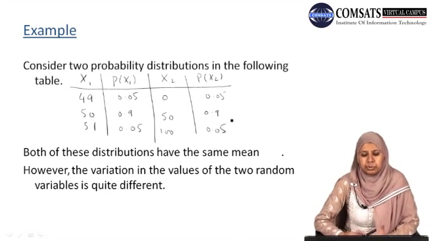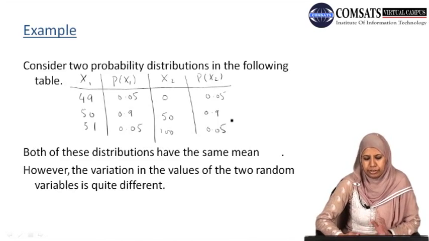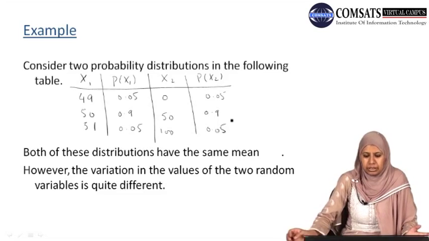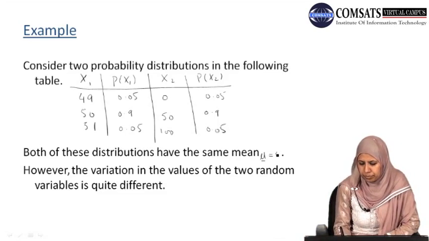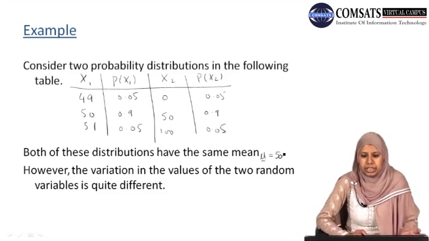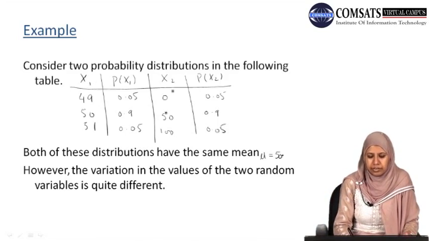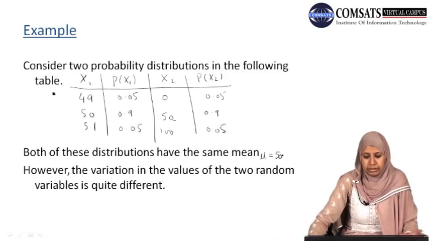So we have two probability distributions for two random variables x1 and x2, and if we look at these values of our random variables, both of these distributions have the same mean, mu equals 50. But the variation in the values of the two random variables is quite different. That is, in the first case the values are very close to the mean, and in the second case the values are far away from the mean value 50. And in this case, luckily the mean value also belongs to the possible outcomes, or is one value of our random variable.